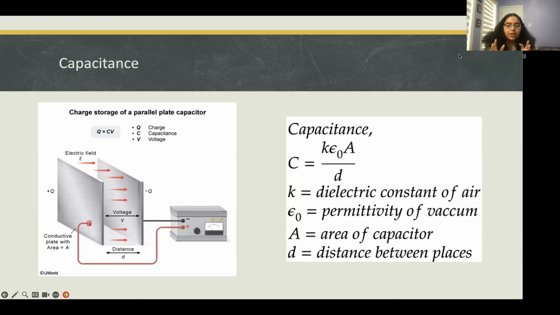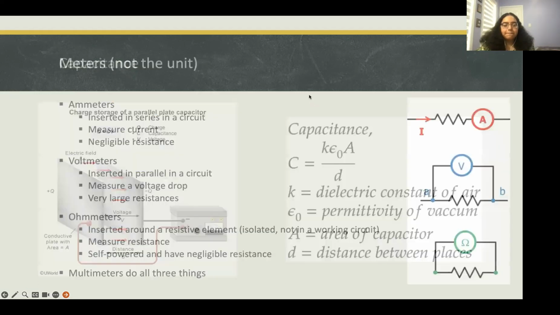Capacitance is like you're storing charge within these plates. The more area you have, the more you can store, but the distance apart makes it harder to have the connection between the plates. You can think about it like this: the larger the distance, the less charge you can store. So that's inherently what capacitance is, but then within a circuit, you can also use Q equals CV.